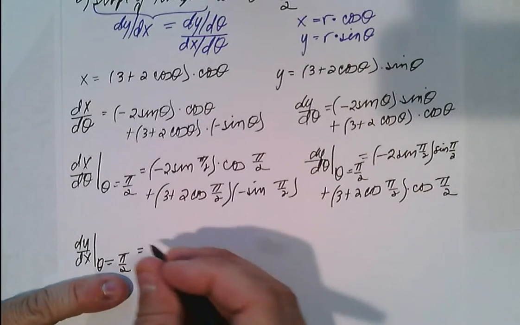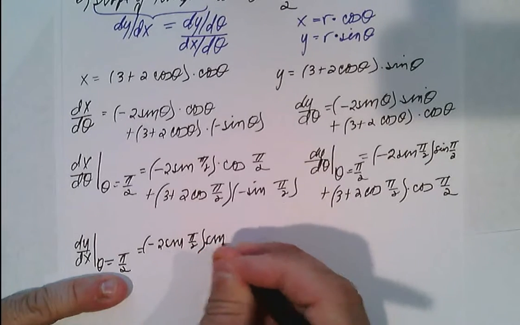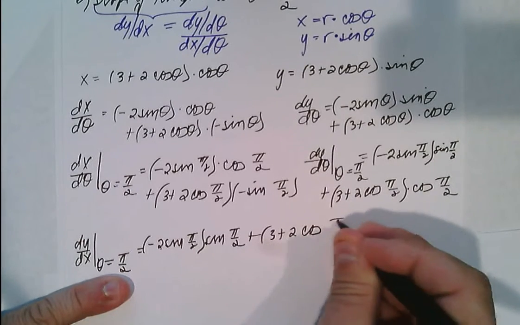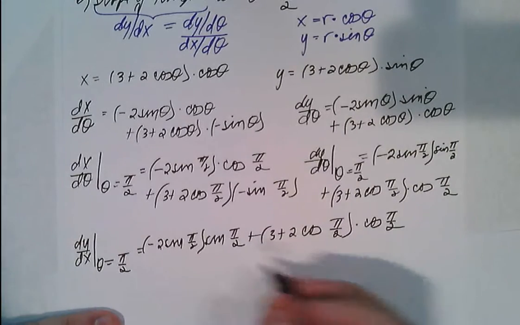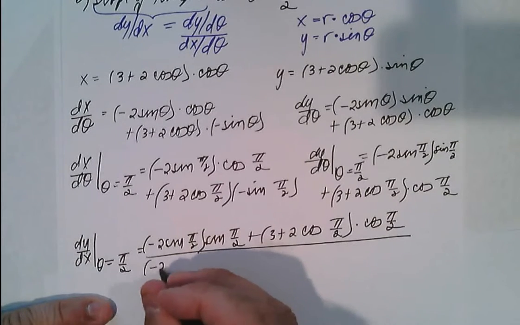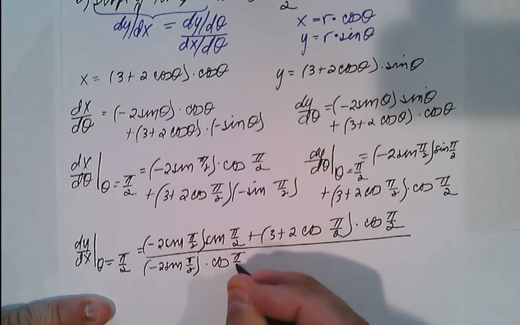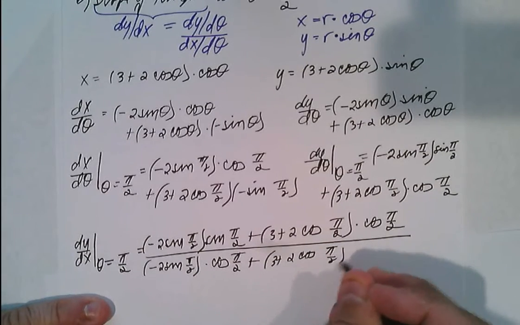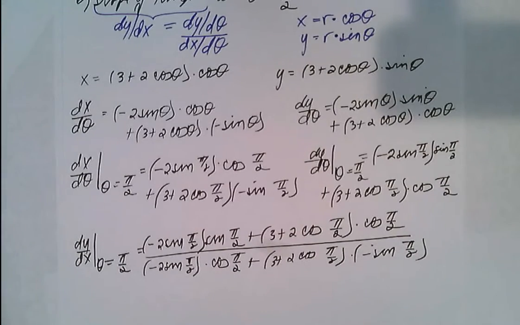So let's write it: negative 2 sine pi over 2 times sine pi over 2 plus 3 plus 2 cosine pi over 2 times cosine pi over 2, all that divided by my dx d theta, negative 2 sine pi over 2 cosine pi over 2 plus 3 plus 2 cosine pi over 2 times negative sine of pi over 2.